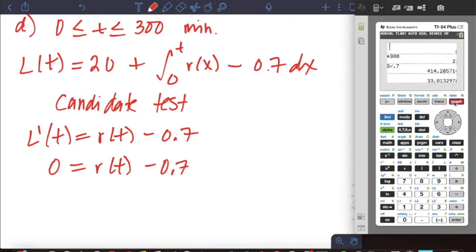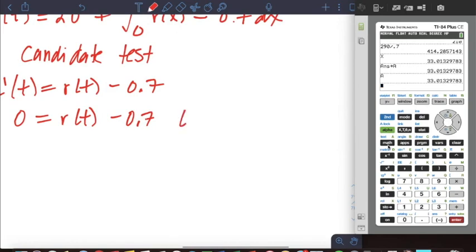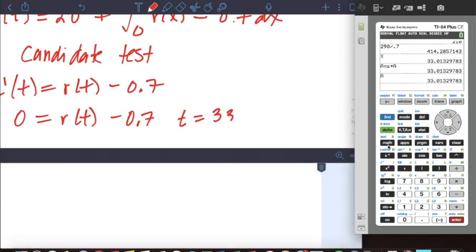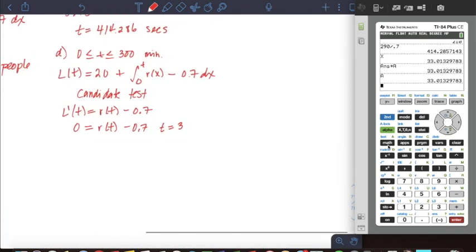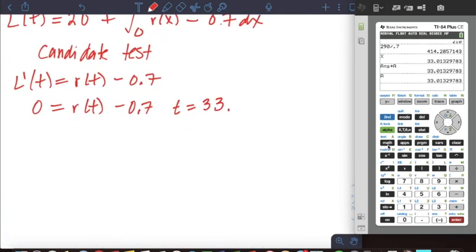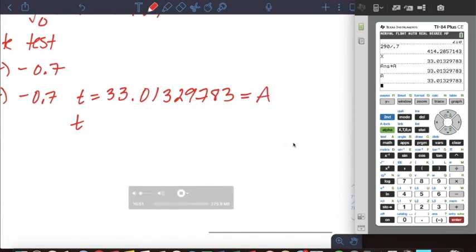Now, we saw that on my graph I have two different points where there's a 0, so I want to call one of them A and one of them B. So I'm going to store this value as A. Okay, so now no matter what I do, whenever I type in the variable A, I will get that number. So the first answer here was 33.01329783, and then this will equal A. Okay, and I'm doing this as kind of like a note to myself. Whenever I use the letter A, I know that it'll be there.